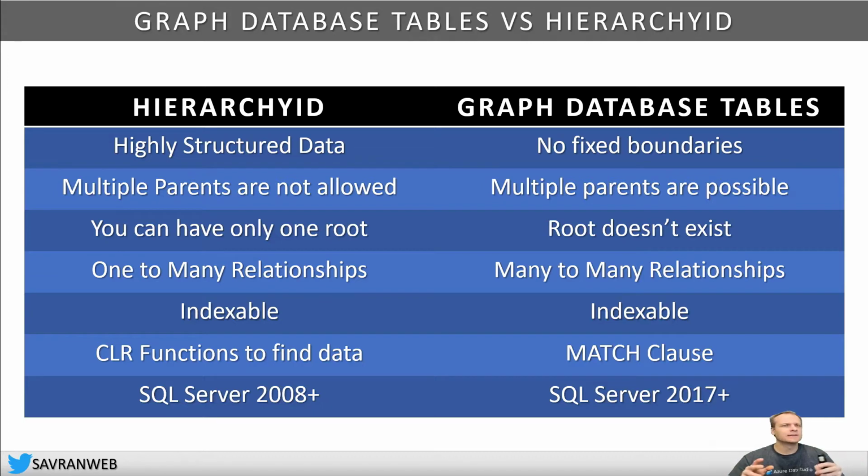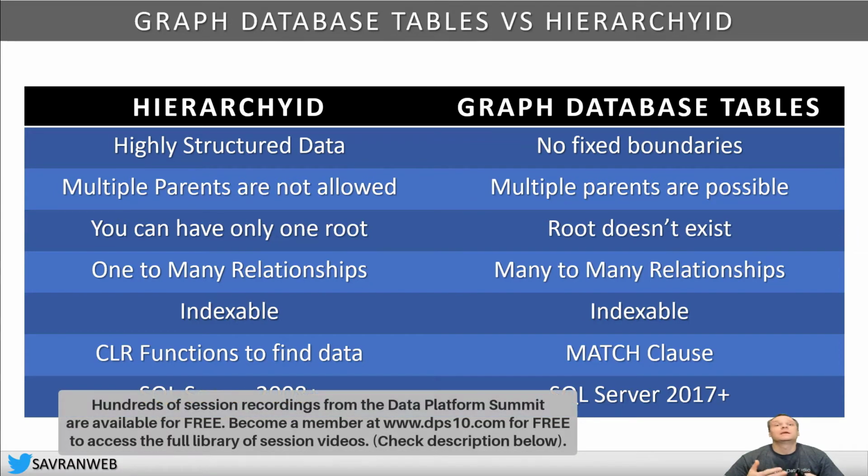In hierarchy ID, that's not the case. In hierarchy ID, multiple parents are not allowed. And you can have only one root, as I said before. You can have only one CEO. You cannot have multiple CEOs. If you have multiple CEOs, that means you need two tables. They cannot go in the same table. And graph database tables are very flexible, and they really don't care. You can create one-to-many, many-to-one, or many-to-many relations with graph database tables.